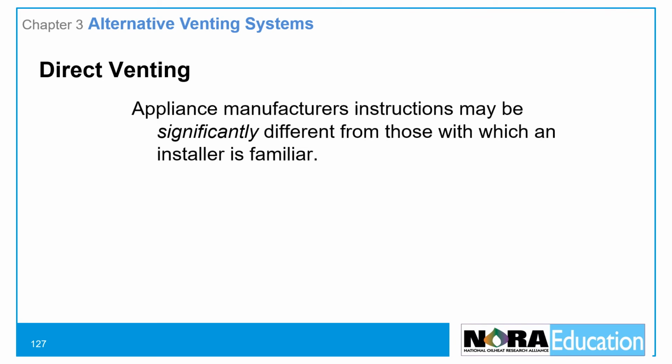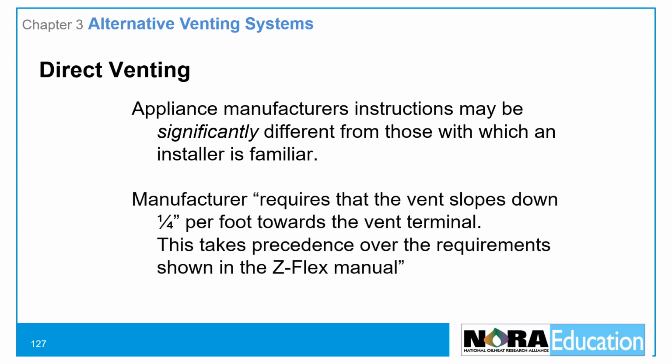It is always important to follow the manufacturer's instructions, but special mention is made here because the appliance manufacturer's instructions may be significantly different from those of a component manufacturer. For example, consider this statement from PB Heat. PB Heat LLC requires that the vent slopes down 1/4 inch per foot towards the vent terminal. This takes precedence over the requirements shown in the Z-Flex manual. If the installer followed the flue manufacturer's instructions rather than the appliance manufacturer's, the appliance may not operate properly and/or may present a safety hazard.